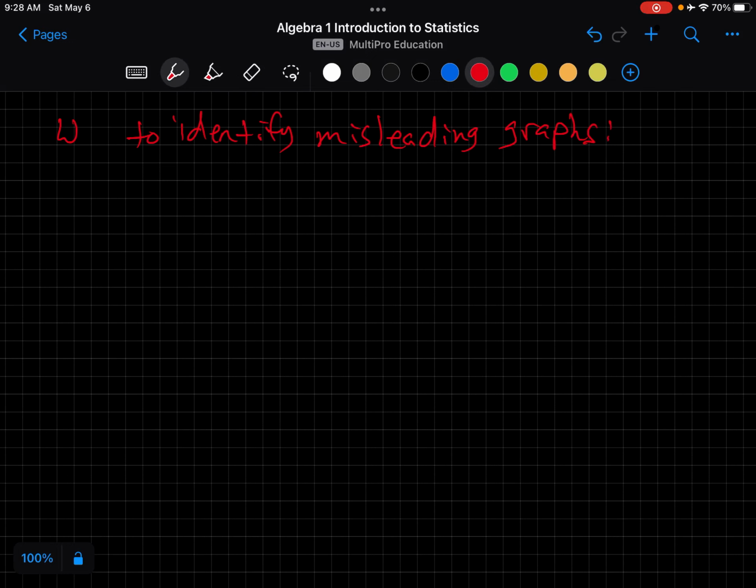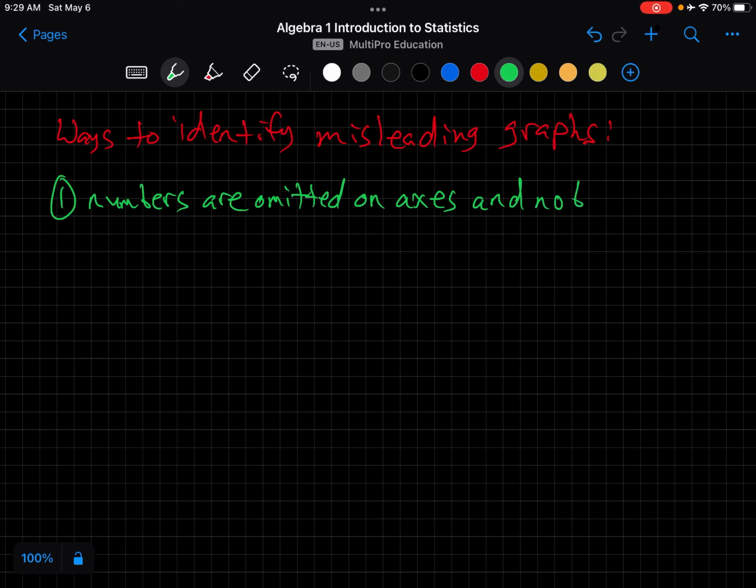All right. Oh, I got a little sloppy over here. Okay. So, what is one way? Well, if they have numbers that are omitted on the axes and there's no break shown, this can be confusing and misleading.